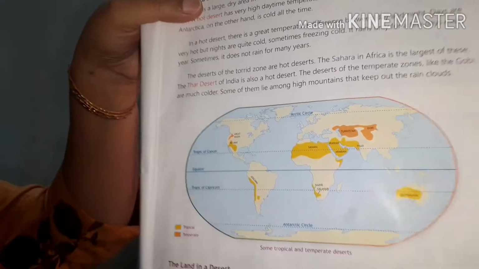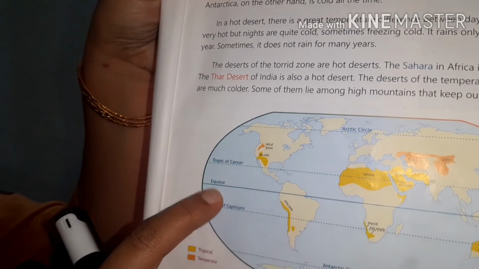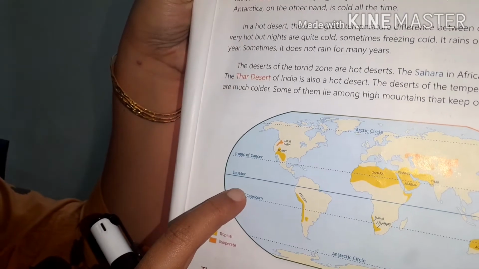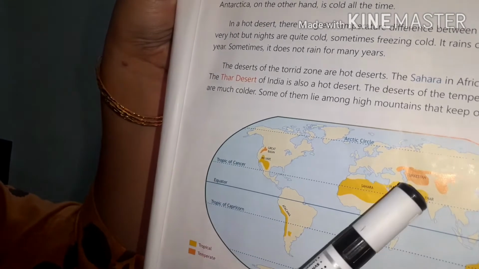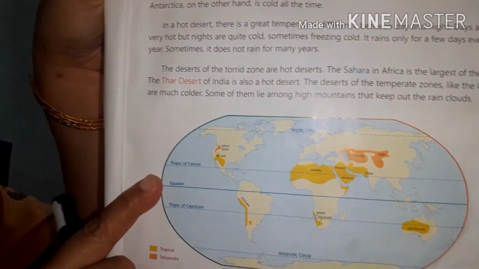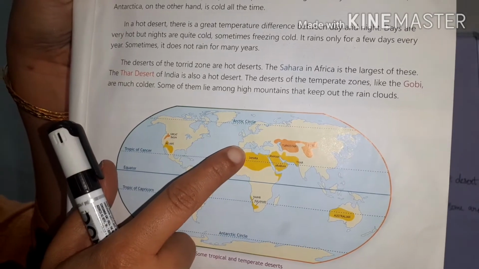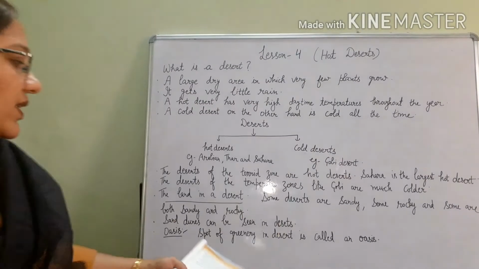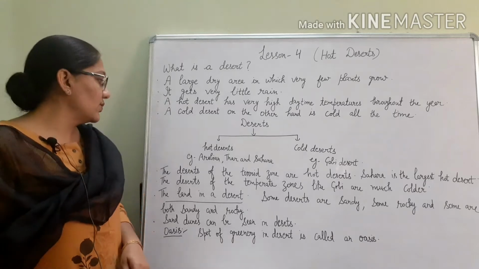In this map, you can see that hot deserts are found in the torrid zone. Between the Tropic of Cancer and the Tropic of Capricorn, hot deserts like the Thar, Sahara and Arabian deserts are found. And in temperate regions, between the Tropic of Cancer and the Arctic Circle, cold deserts are found. An example is the Gobi desert. So hot deserts are found in torrid zones and cold deserts are found in temperate zones.